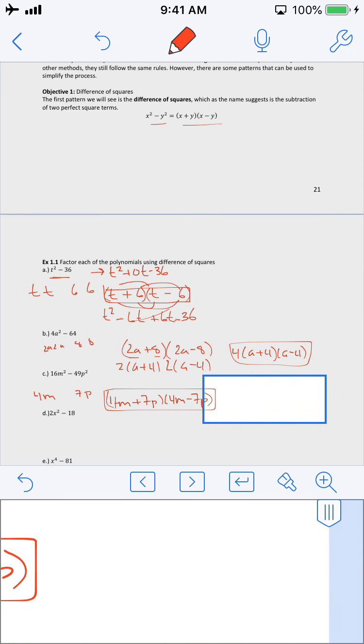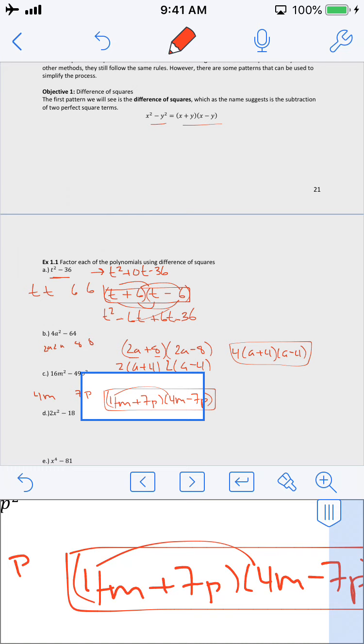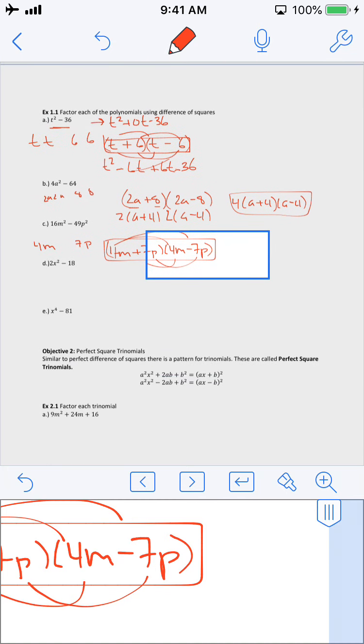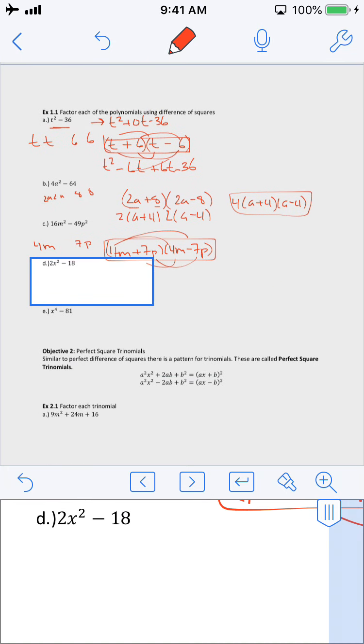Now, if you don't believe me, multiply it back out. 16m squared, that would be negative 28mp, positive 28mp, there's the thing that cancels, and negative 49p squared, which is what we began with. All right, so this case, not too bad, right?